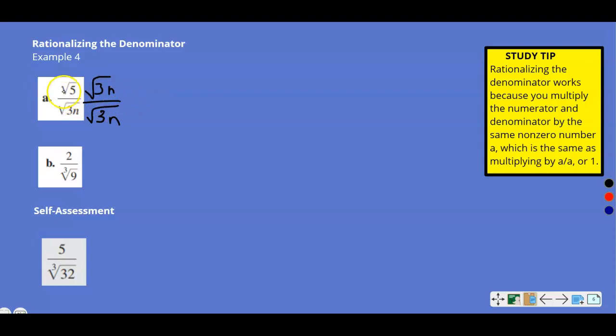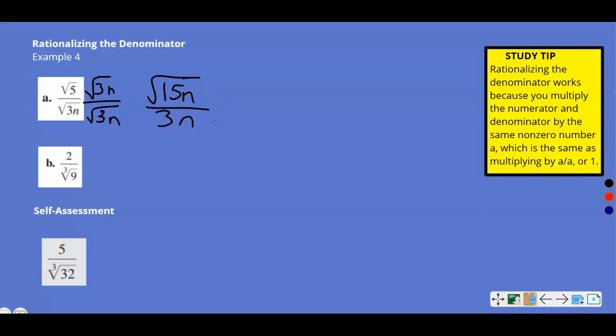So now we're going to have square root of 5 times square root of 3, which is square root of 15. We still have our n there as well. And then on the bottom, we have a square root squared. So this would be 3 times 3 is 9, and this would be n squared. So the square root of 9 is 3. The square root of n squared is just n. So when you multiply something by itself, you're rationalizing the denominator because now this is a rational number.